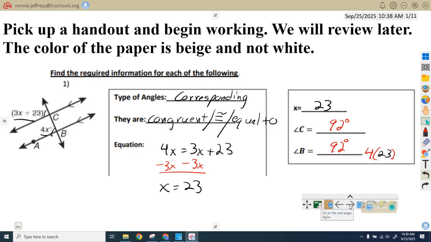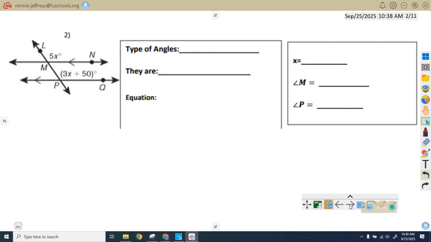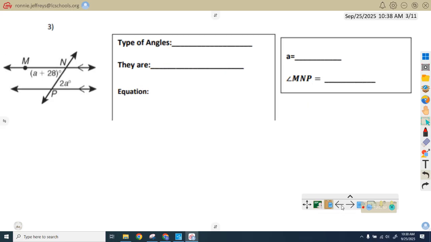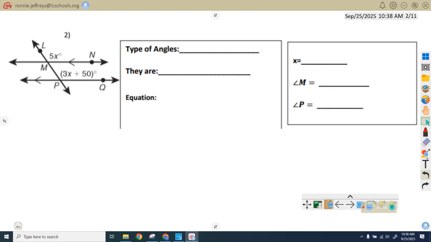All right, we go with number one. Anybody need more time for those using invisible ink or needing binoculars? All right. So, number 2, types of angles. Well, we're looking here and here. These are also corresponding.